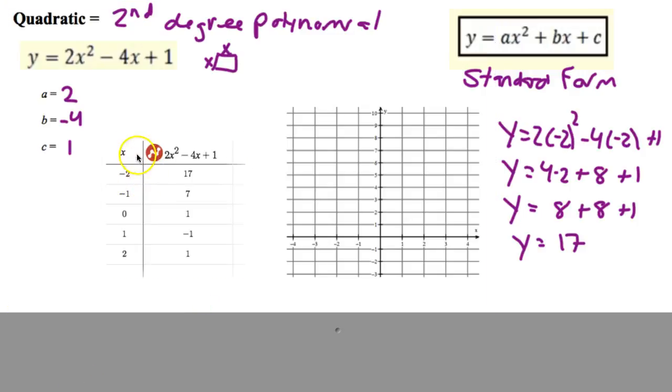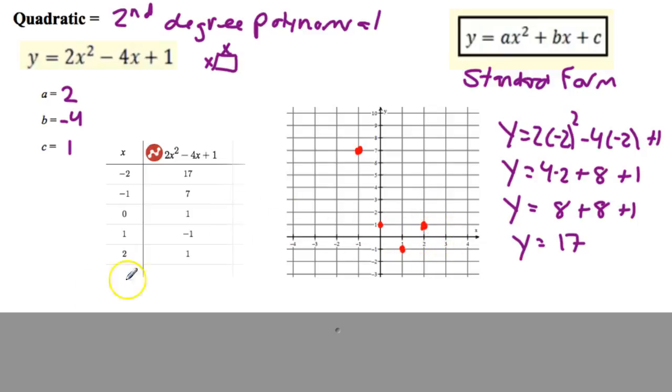So if I plugged in points from this table, -2, 17, that's way up there, I can't really find that. -1, 7, that's right there. 0, 1, that's right there. 1, -1, that's right there. 2, 1, that's right there.